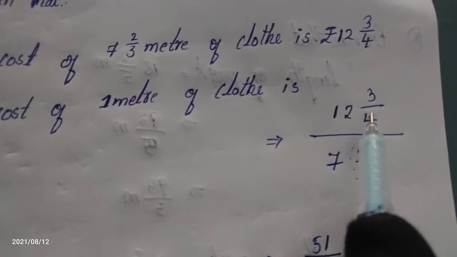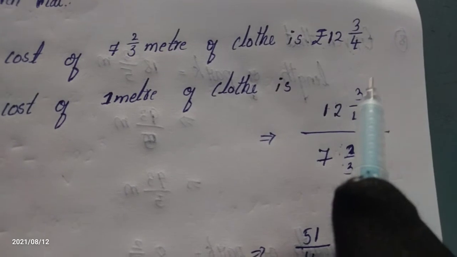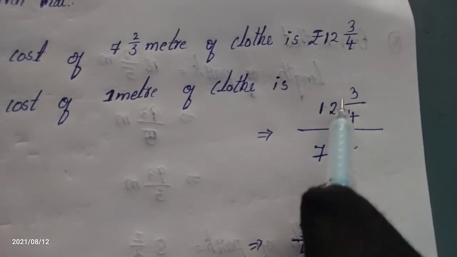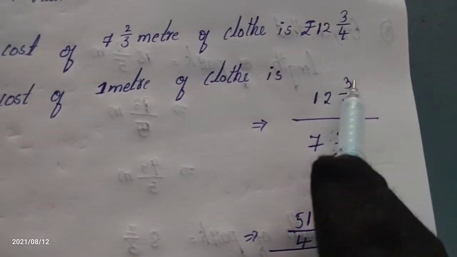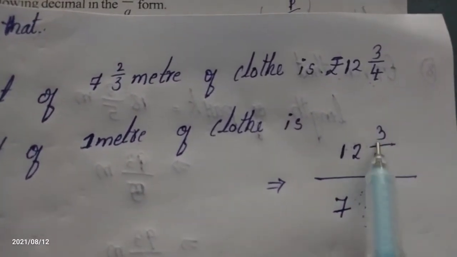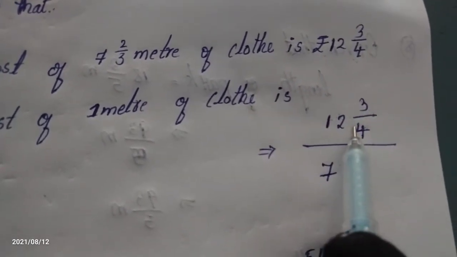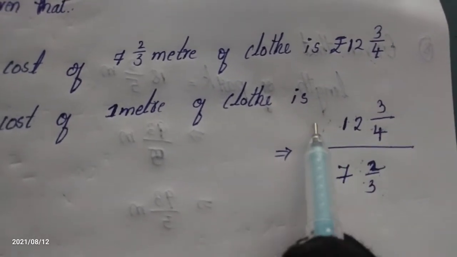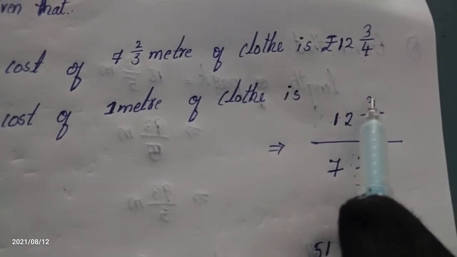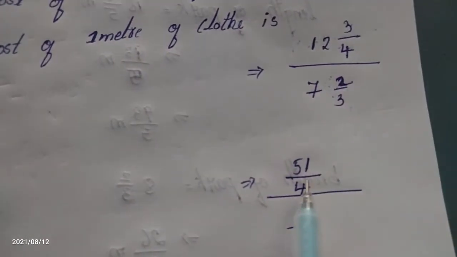Listen carefully. 4 twelves, how much? 48. That 48 we have to add to the numerator 3. 48 plus 3 is 51, so it becomes 51/4. Up to that clear? I am explaining again. We are converting this mixed fraction into an improper fraction. 4 twelves is 48, 48 plus 3 is 51, so 51/4. The denominator we write as it is.